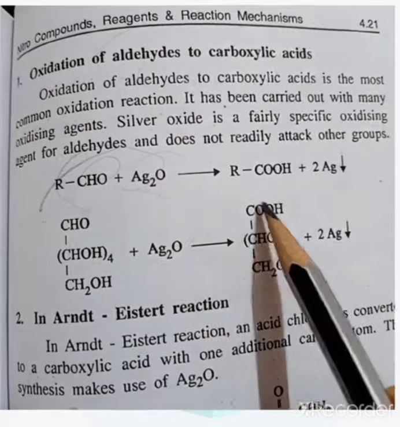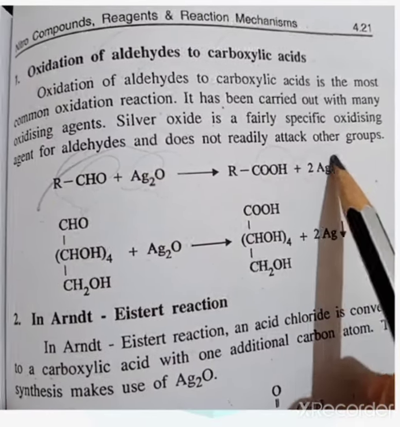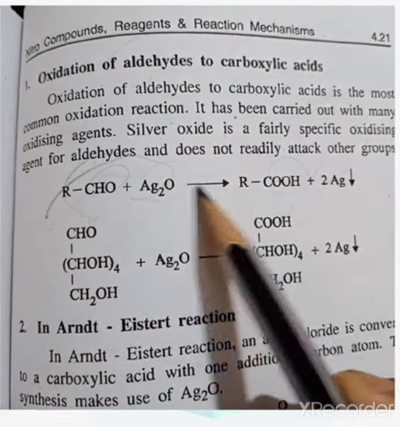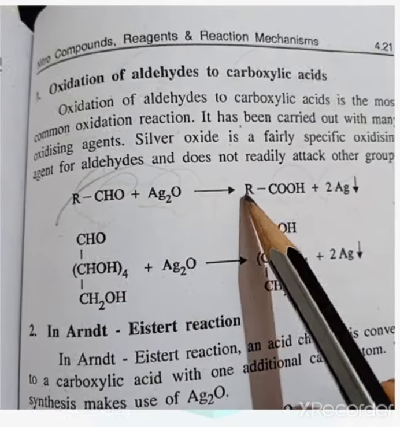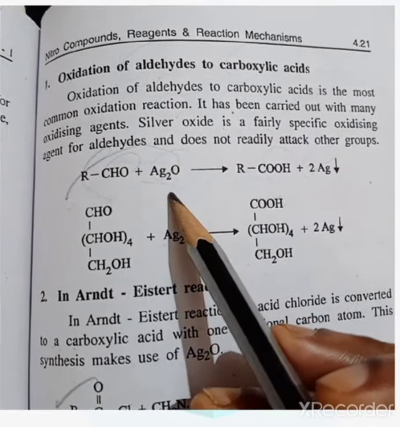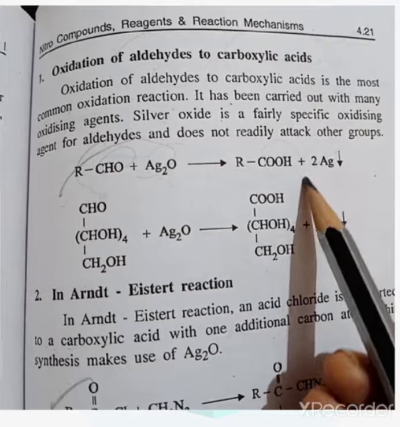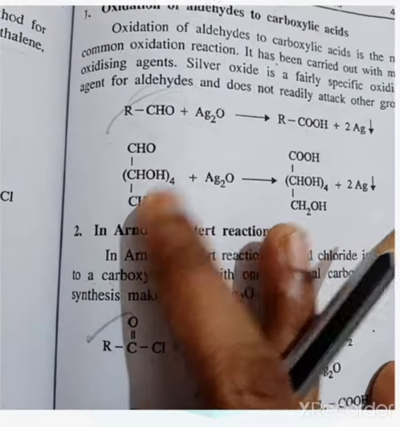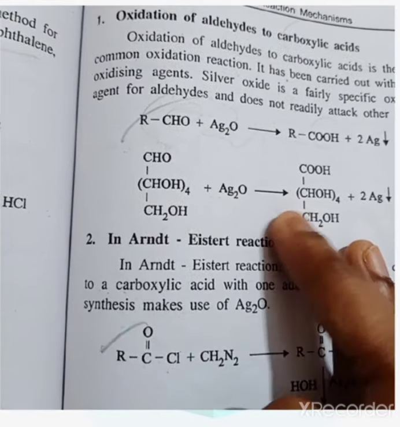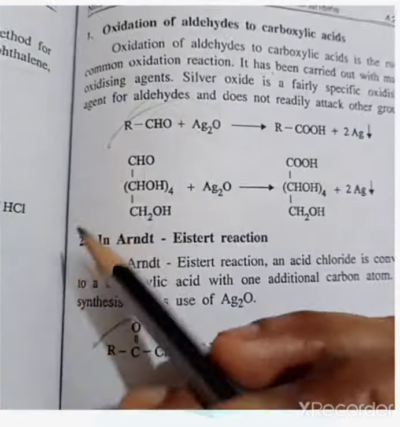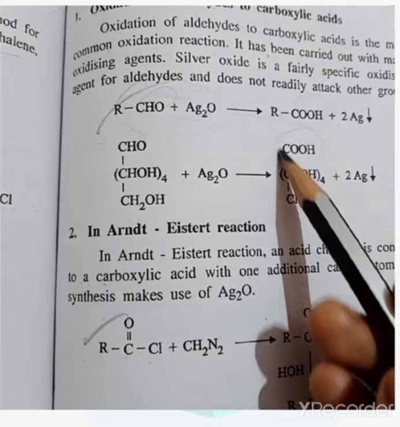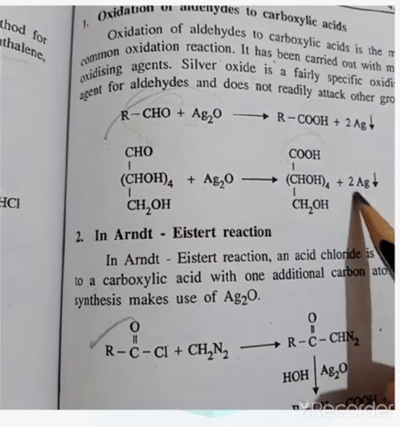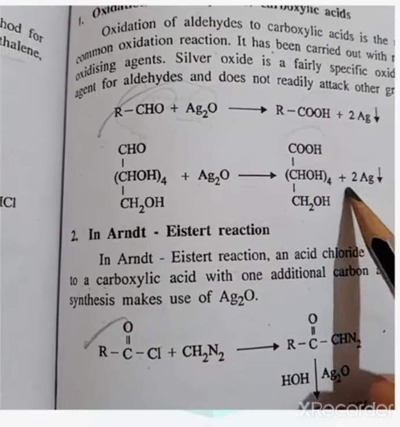Here the aldehyde group is converted into COOH. H will be precipitated. Okay, it is a main reaction. It is a common oxidation reaction. Okay, so this will be the specific oxidizing agent and does not readily attack any other groups. Okay, so here coming to glucose. Glucose undergoes Ag2O. It forms acid. Okay, the CHO will be converted into acid. It is said to be gluconic acid. Okay, so 2H will be precipitated.